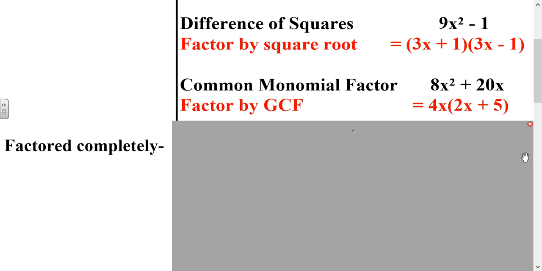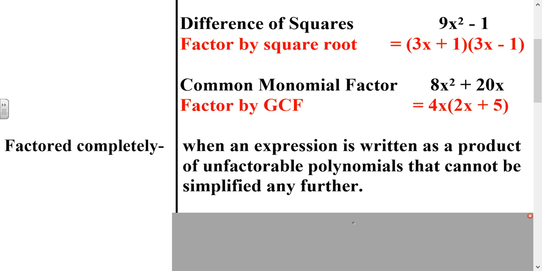Now we're just going to do some examples. Factoring completely: when the directions say that they want you to factor something completely, that is when an expression is written as a product of unfactorable polynomials that cannot be simplified any further. So basically, you want to factor until you can't factor anything that's left, and then it's factored completely.